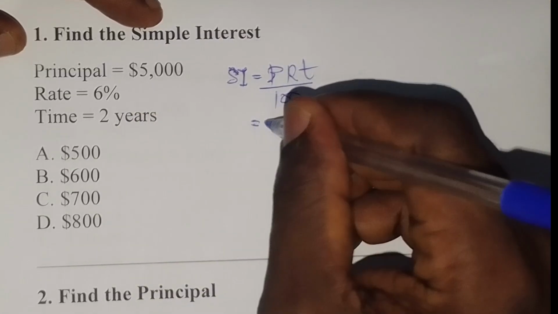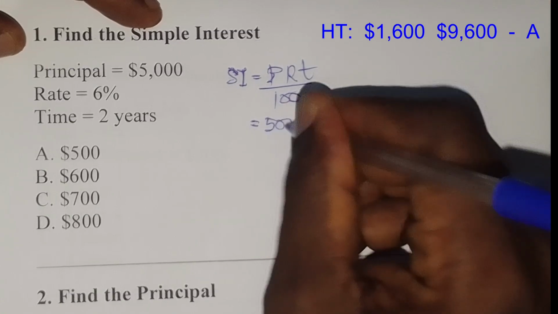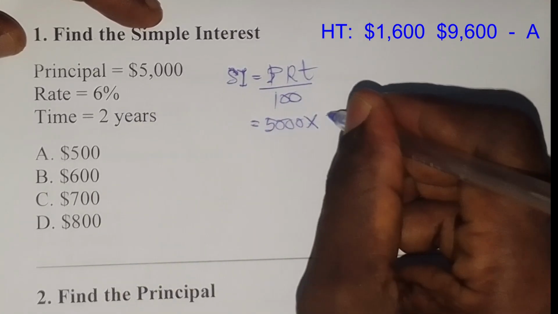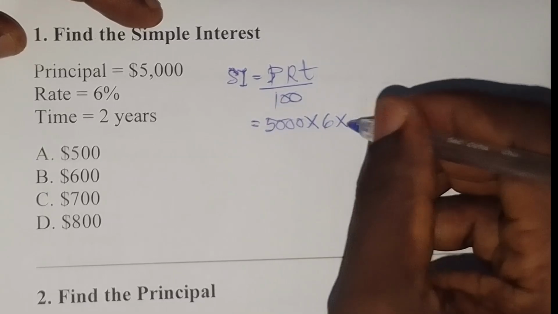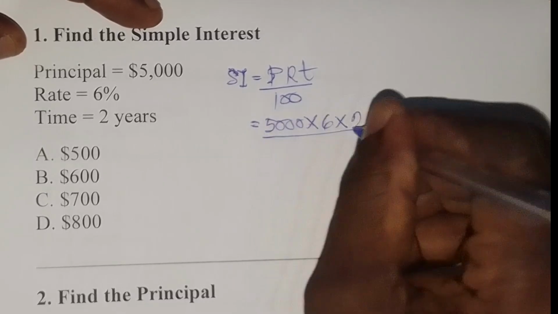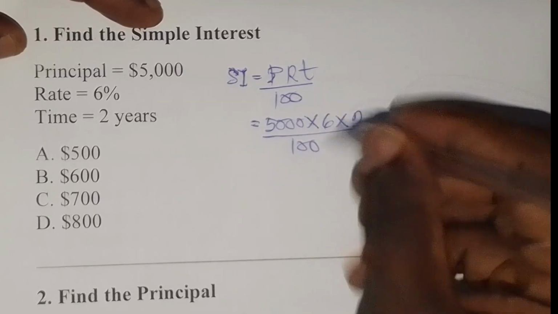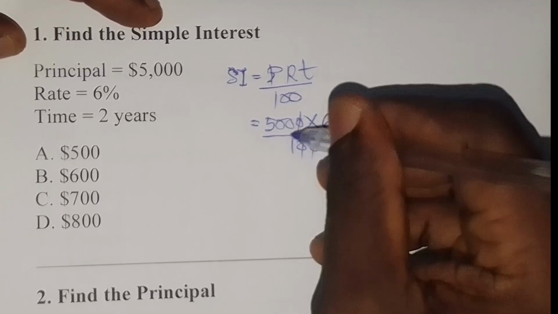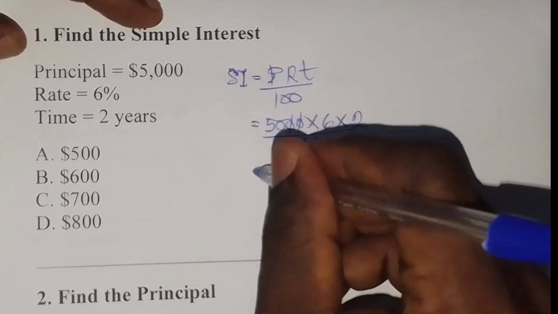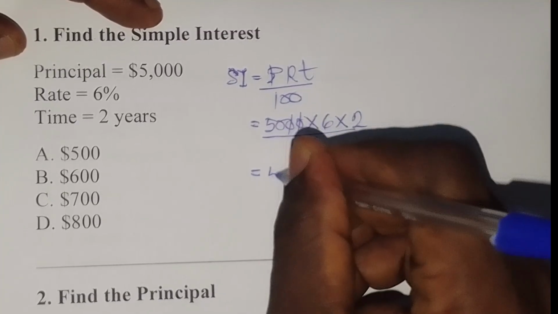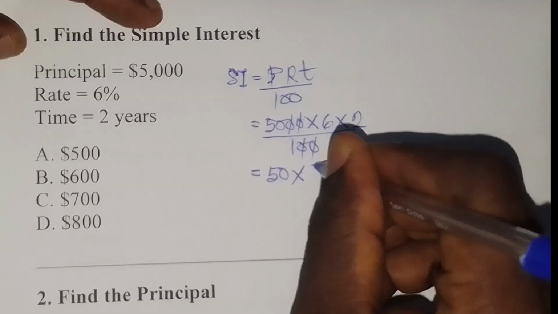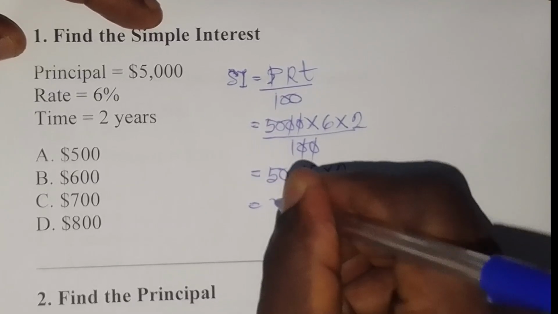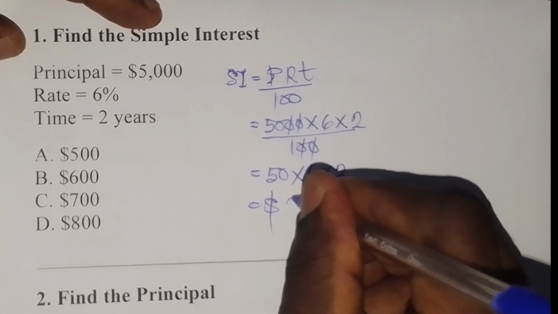Our principal is $5,000, 5,000 times what is the rate? The rate is 6%, times what is the time in years? We have 2, all over 100. So we remove the trailing zeros. So what do we have next? It becomes 50 times 6 times 2, and all together that gives us how much? That gives us $600.